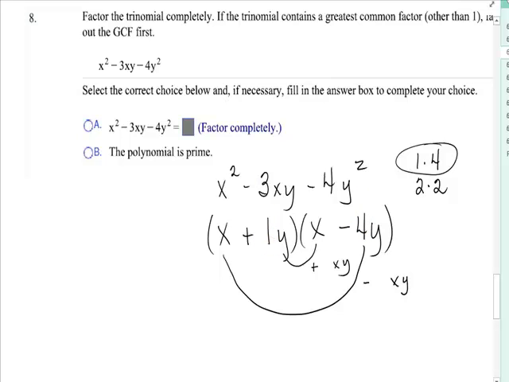It tells me to put the 4 there and the 1 there. Let's check it. X times x is x squared. Outer product, negative 4xy. Inner product, positive 1xy. Positive 1, negative 4, that gives me negative 3xy. I kept the sign of the larger. Then positive 1y times negative 4y gives me negative 4y squared. Those are my factors.